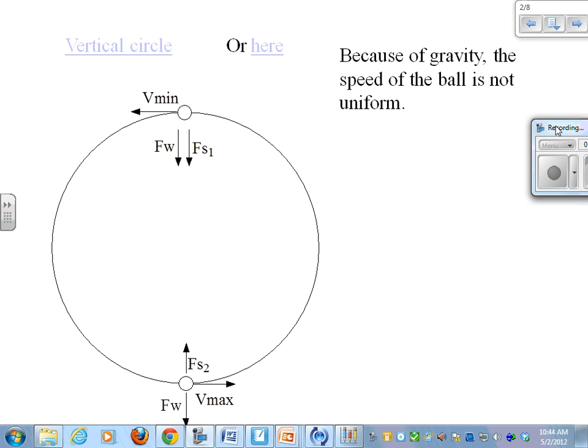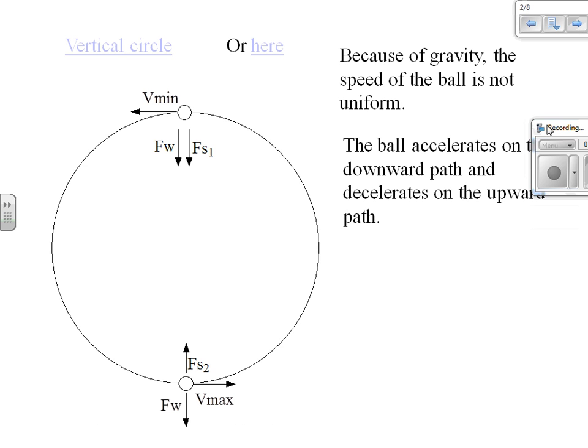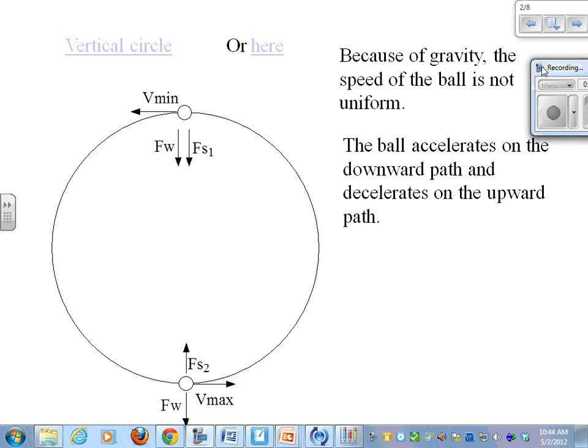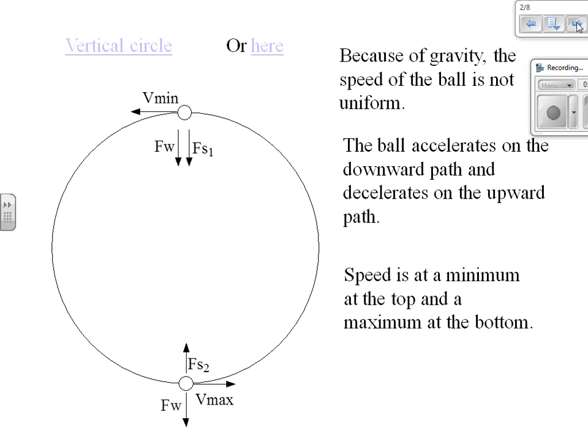All right, so because of gravity, the speed of the ball is not uniform. So not just the velocity, but the speed of the ball is not uniform. In fact, we've got V max at the bottom and V min at the top. And why is that? Well, the ball accelerates on the downward path, so it's speeding up when it's moving down here. And of course, it's slowing down on the upwards path, like so. Speed is at a minimum at the top and a maximum at the bottom. That sort of makes intuitive sense, does it not? Yeah, I think so.